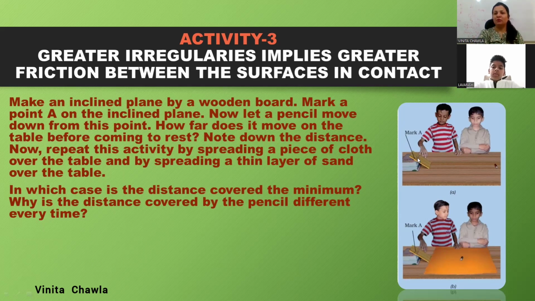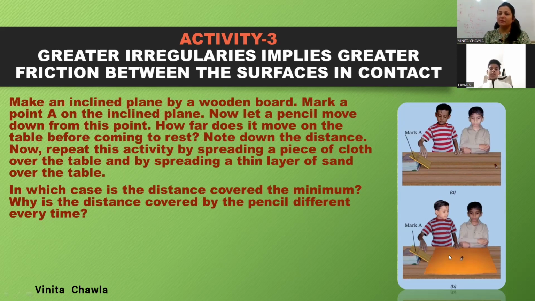So we have a wooden board. We have kept it inclined. And now we have a pencil here. The pencil is moved down, and it covers some horizontal distance. In the first case, we had placed nothing on the table. But in the second case, we have spread a piece of cloth or a thin layer of sand over the table. So in which case would the distance covered be the minimum? Now tell me the answer. In case B.